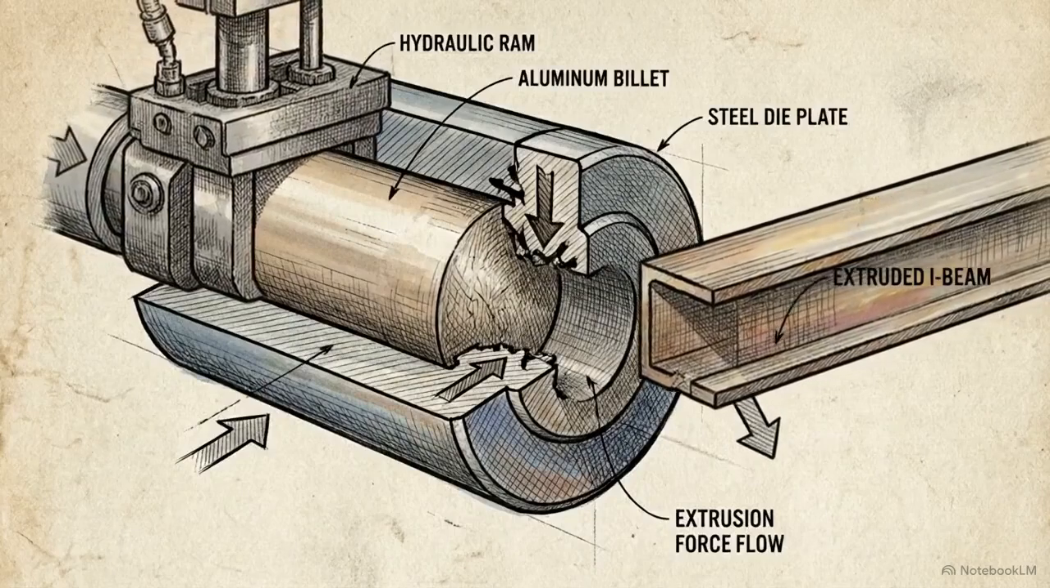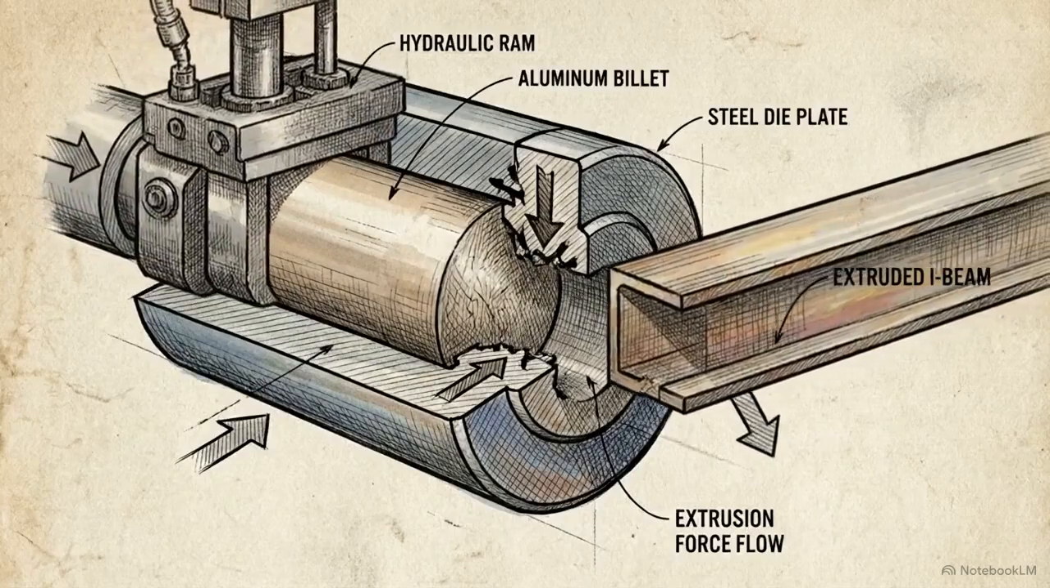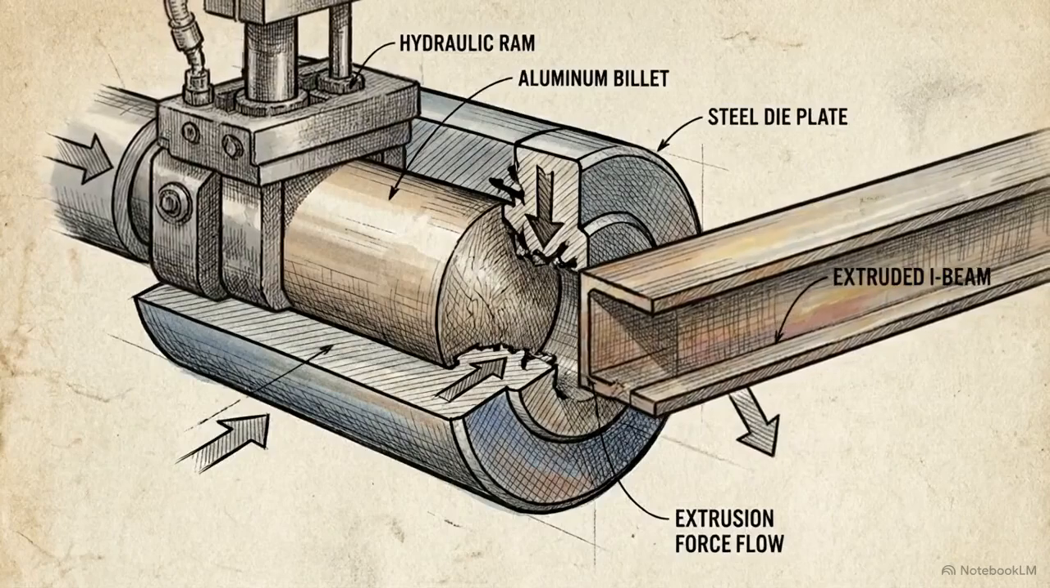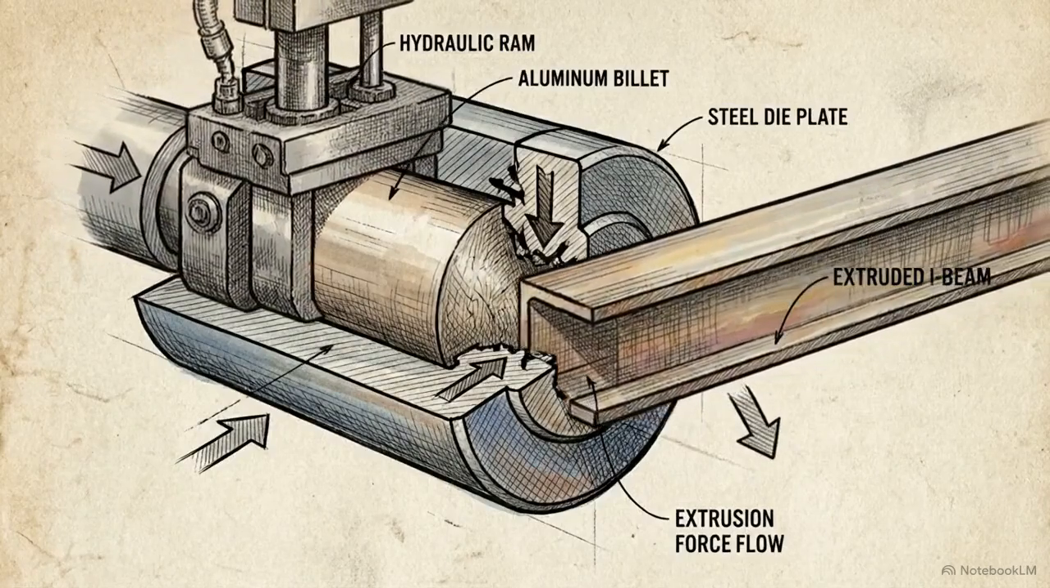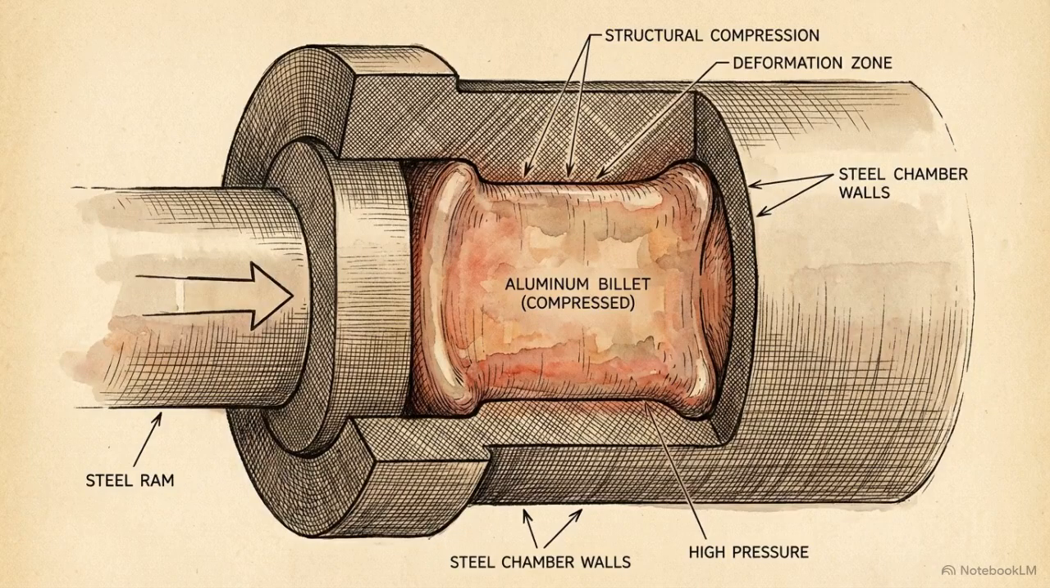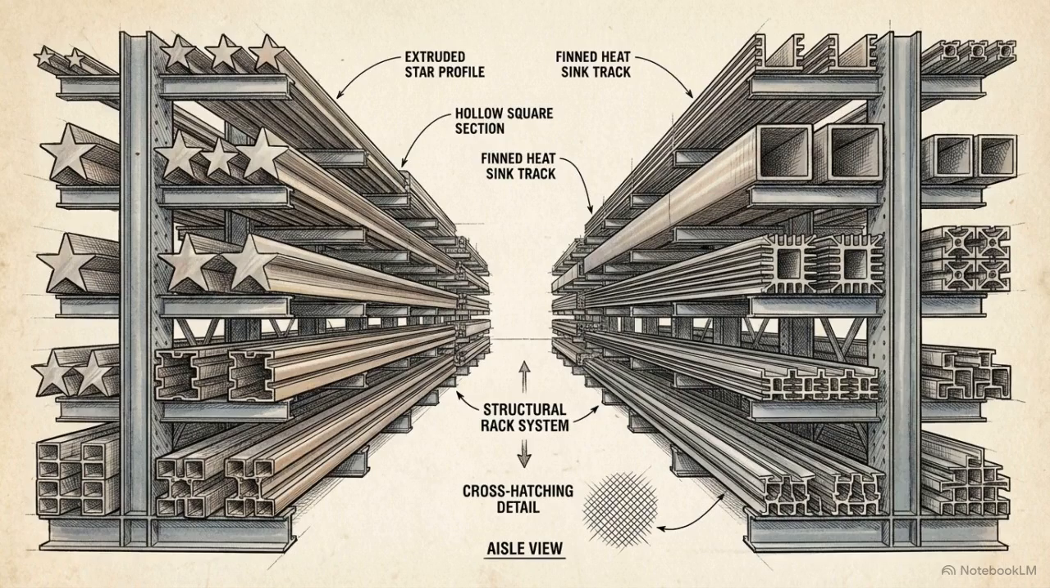Extrusion is a high-pressure compression process. We force a solid block of metal through a specific opening, a die, producing a continuous, uniform shape. The objective is to apply enough pressure that the solid metal begins to flow like a highly viscous fluid, allowing us to generate massive lengths of complex cross-sections.